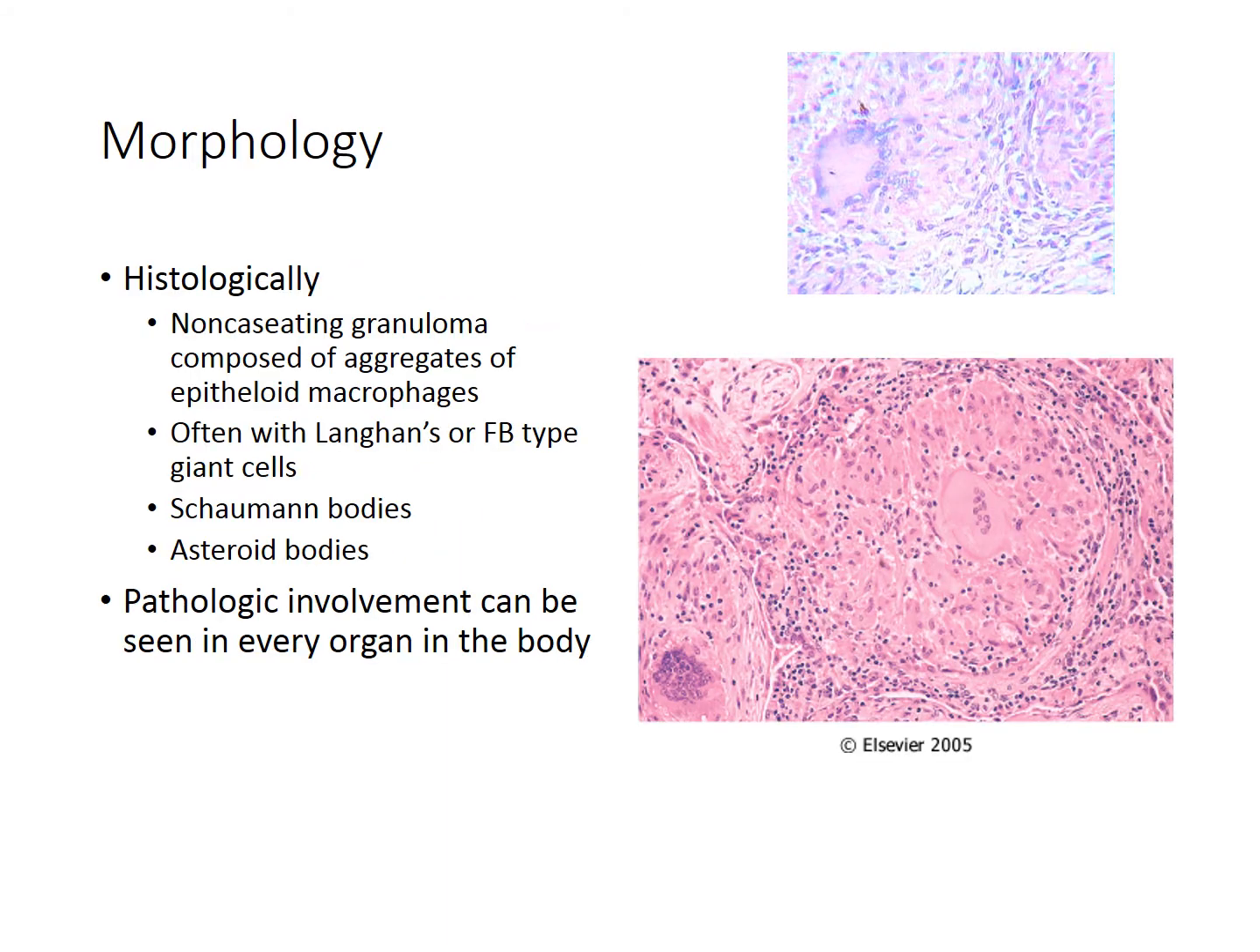The lung is the primary target organ for sarcoidosis. Granulomas are seen in the interstitium as well as mediastinal and hilar lymph nodes. Non-caseating granuloma is composed of aggregates of epithelioid macrophages, often with Langhans cells or foreign body type giant cells. Schaumann bodies and asteroid bodies can also be seen. Apart from the lung, pathologic involvement can be seen in every organ in the body.